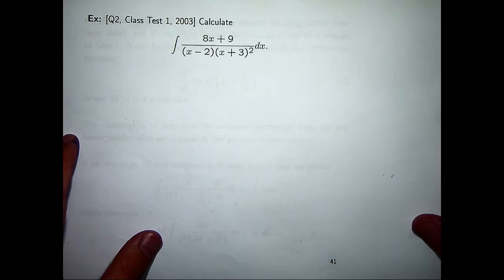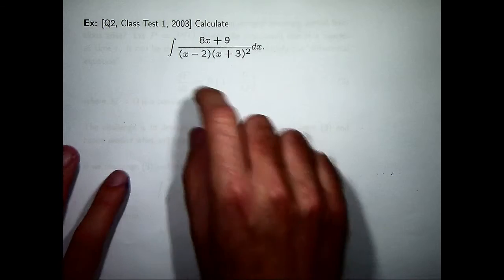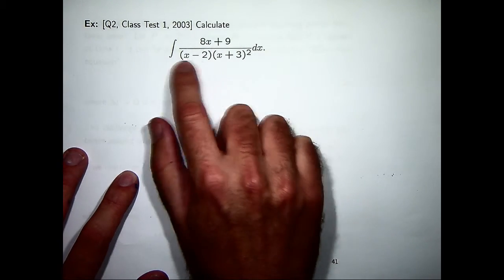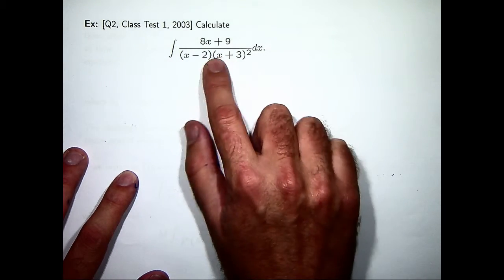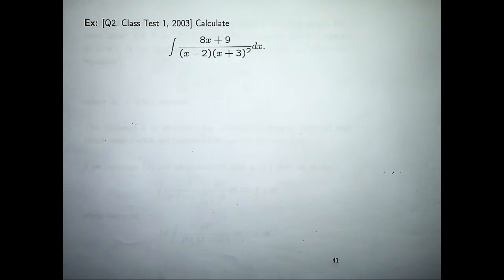Okay, so here's a good example from a class test. How can we integrate this problem? Well, let's have a look at the denominator. You've got a linear factor here, x minus 2, and then a repeated linear factor. So we're going to have to break that up in some way.